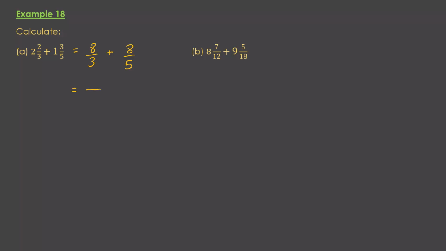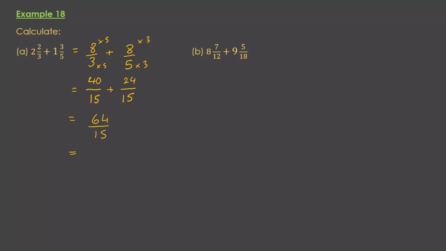Now we want a common denominator. And 3 times 5 is 15 is the best one we can use. So here we multiplied by 5, so we need to do the same to the top. So that's going to be 40 over 15. Here we multiplied by 3, so we need to do the same to the top, so that's 24. And that gives us 64 over 15.